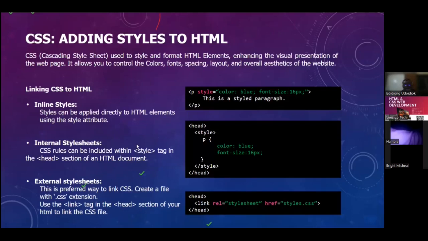All right. How do we add styles to our work? First, we have what we call inline styles. Second, we have internal style sheet. Then thirdly, we have external style sheet. We are going to talk about these three, but we are going to use one.